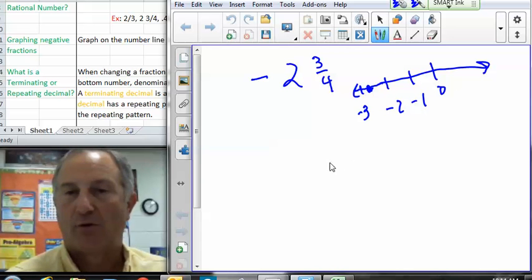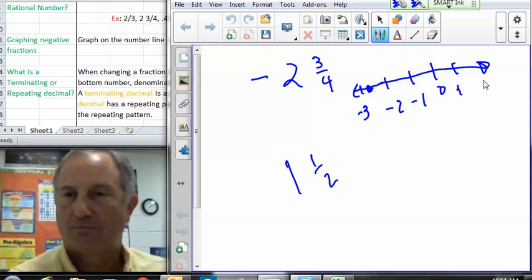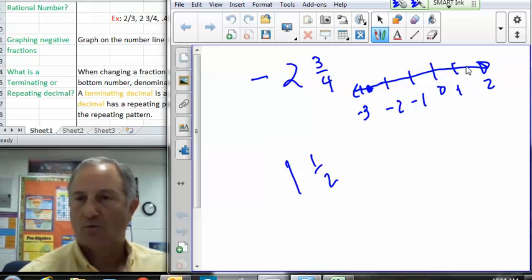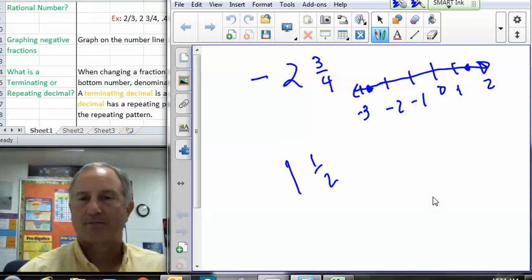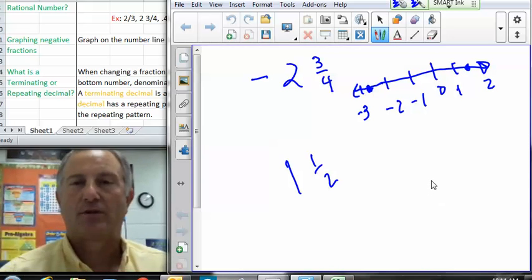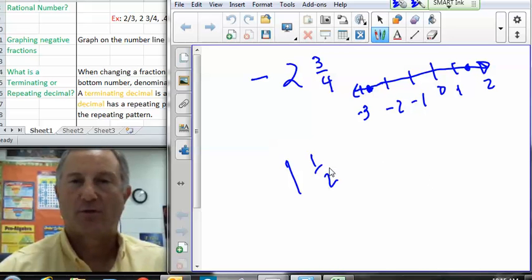If we wanted to graph 1 and 1/2, there's 1, there's 2. 1 and 1/2, just like that. Very similar to what we did with the integers. Just pay attention to your fractional parts.